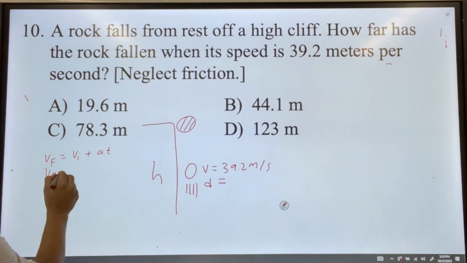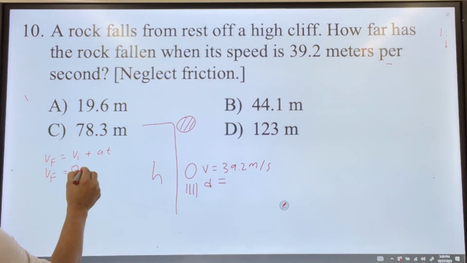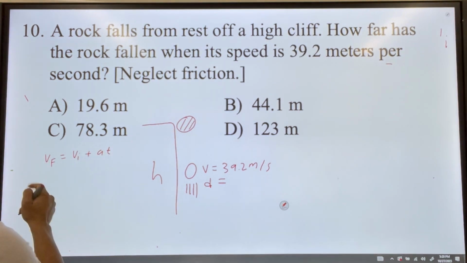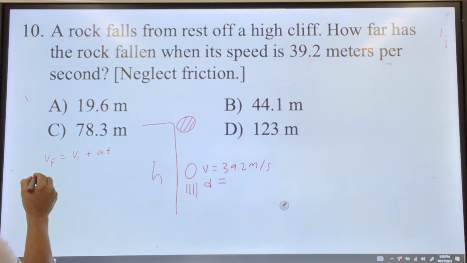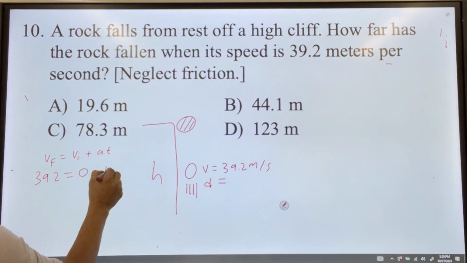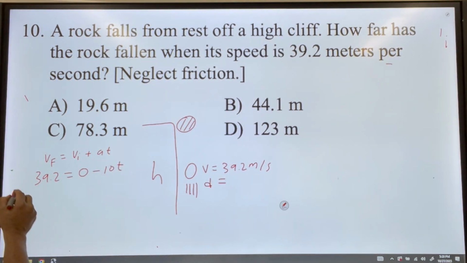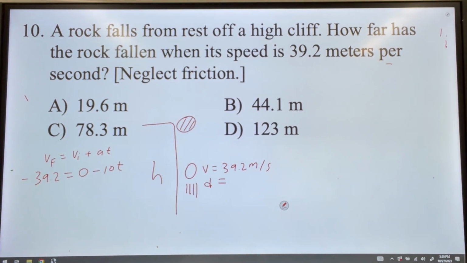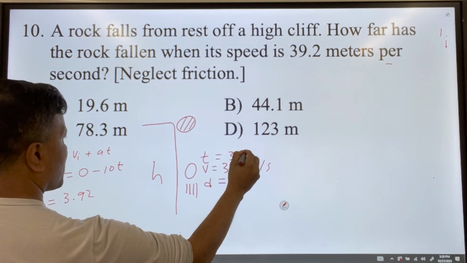Vi is of course 0, and a is negative 10. Velocity final is given: velocity final is 39.2, equal to 0 plus negative 10t. We're going to use negative because it's falling. Negative, negative cancel, so t is equal to 3.92. Now we're going to find the d. How can you find the d when you know the t? Right here, t is 3.92.